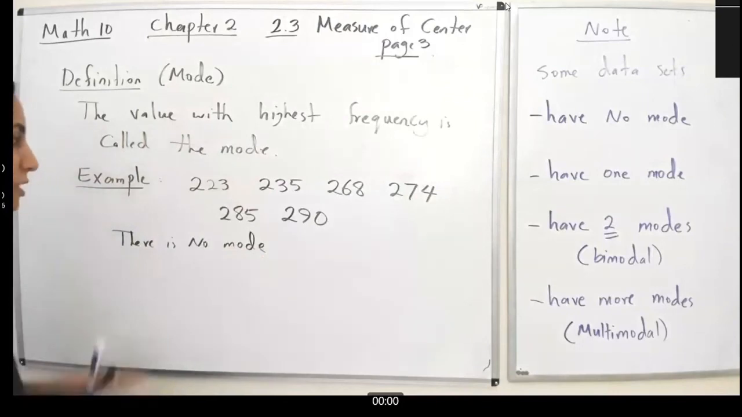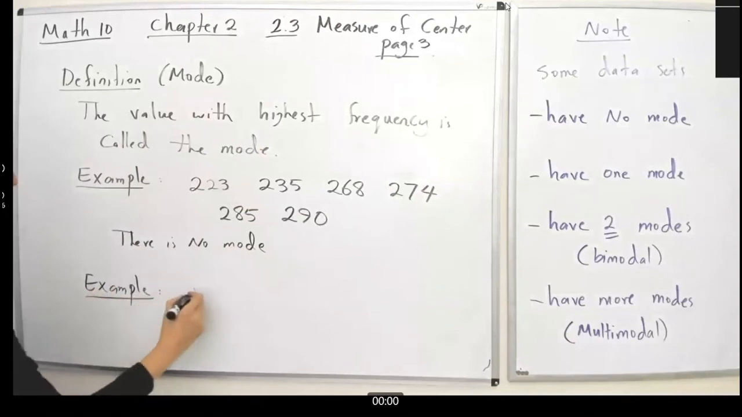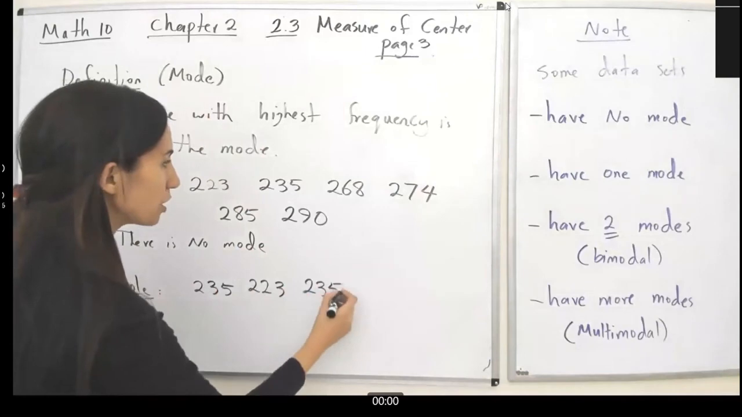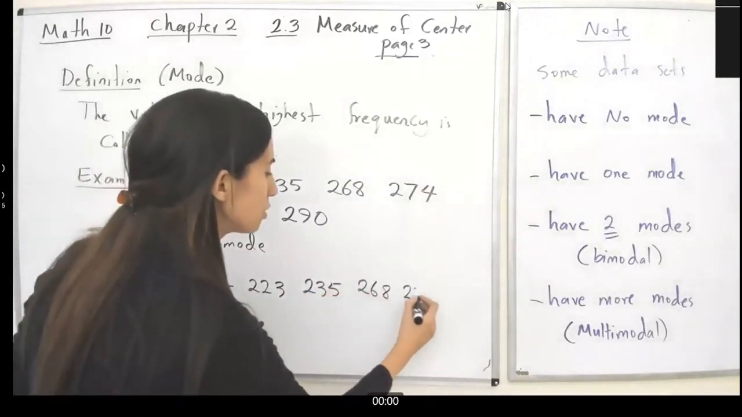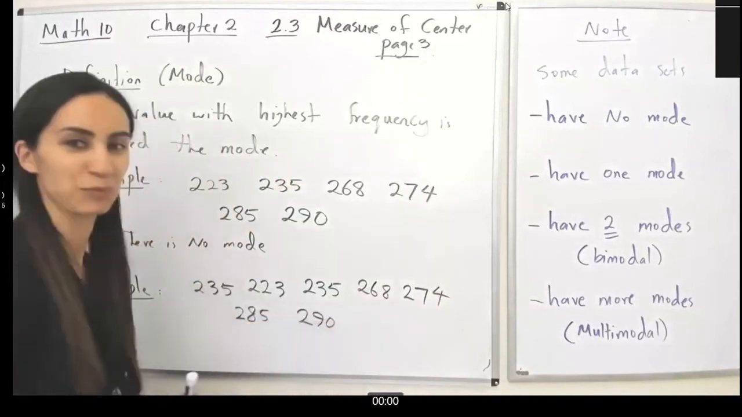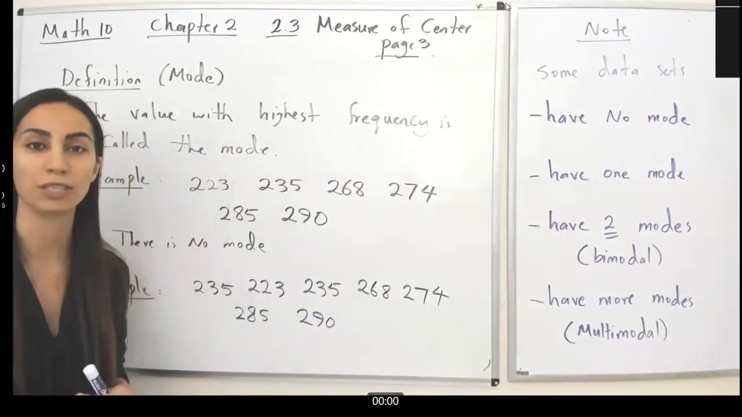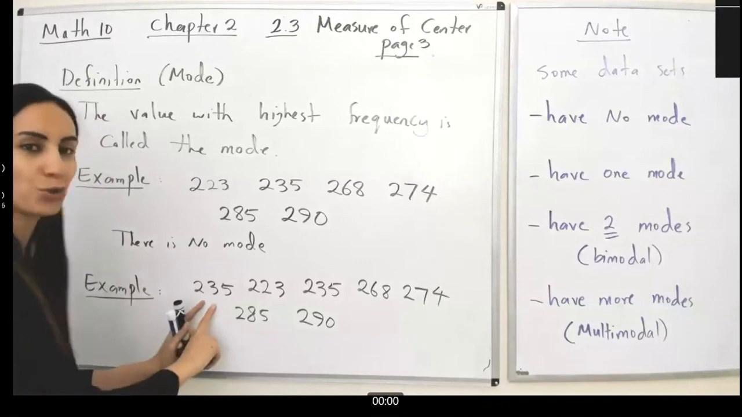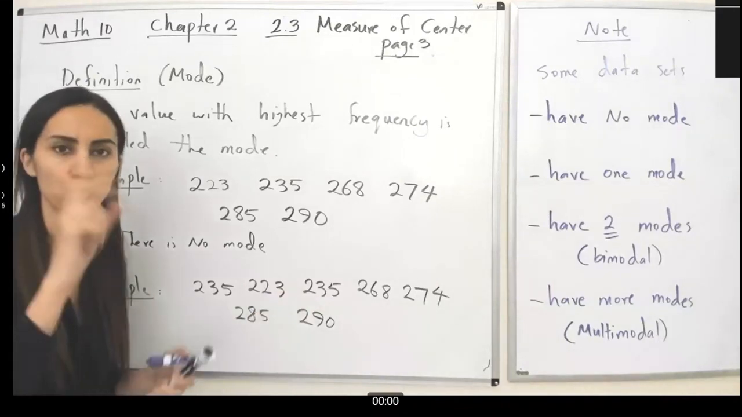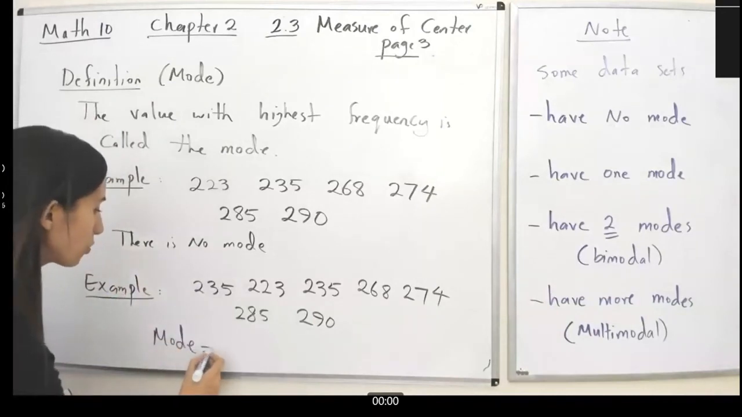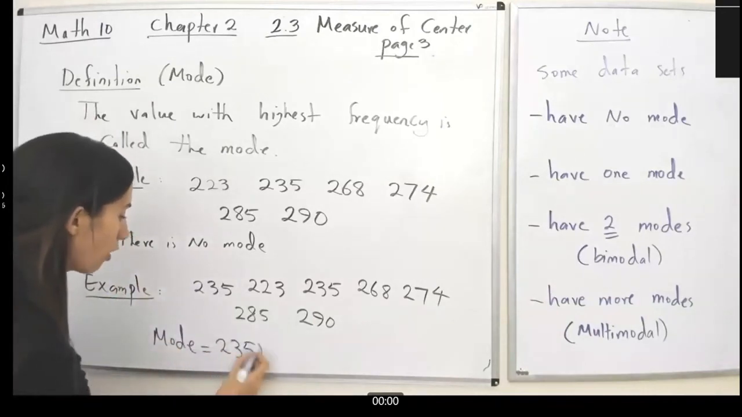What if I change this to this set? 235, 223, 235, 268, 274, 285, 290. Which value is repeated more than once? As you can see, 235 is repeated twice. So you write, hey, my mode is equal to 235.